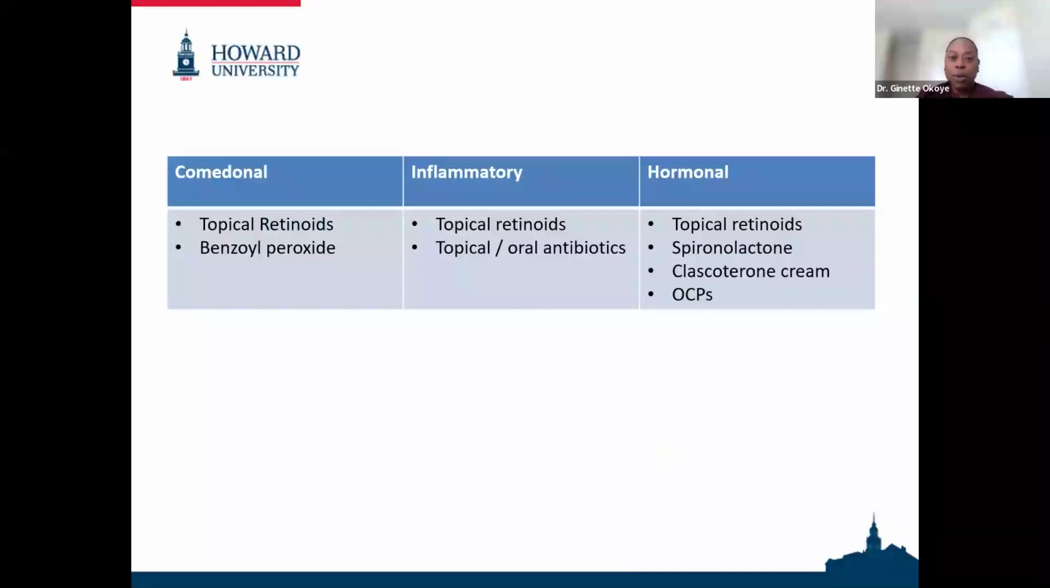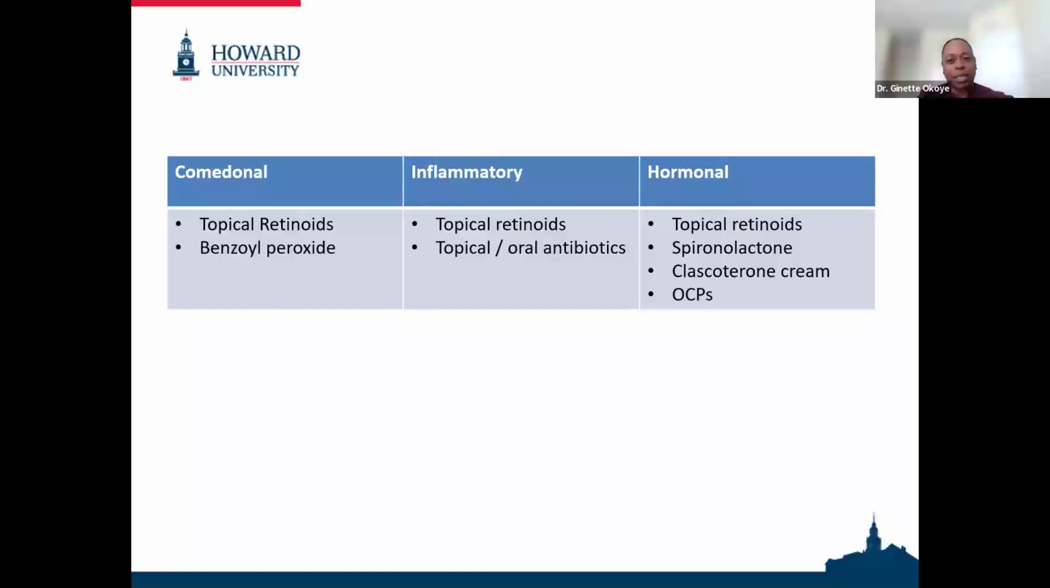So for our comedonal patients, we're going to primarily use topical retinoids. Actually, you'll see everybody gets a topical retinoid because remember I showed you that cartoon. The primary issue in acne is the follicular occlusion. Everybody has it. That's how it started in everybody. So everybody needs to bust those comedones with their topical retinoids. So everybody gets a topical retinoid, but your comedonal patients, benzoyl peroxide blocks, opens up comedones as well. And your inflammatory patients, they'll need an antibiotic, topical and or oral.